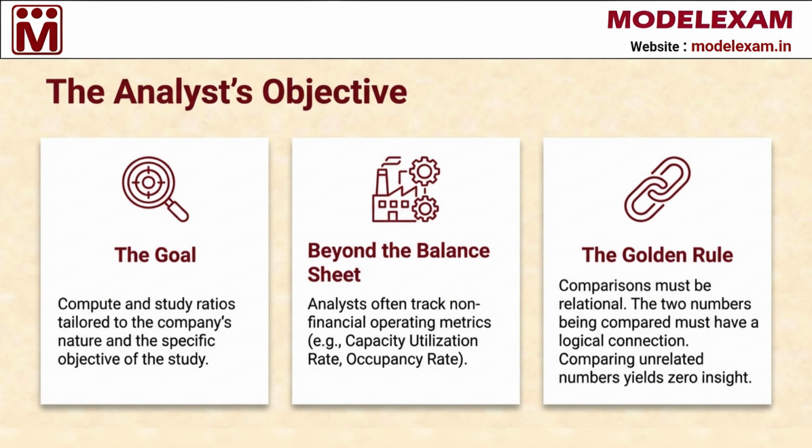Before we jump into the formulas, we need to understand the analyst's objective. Your goal is not just to calculate every ratio in the book. Instead, you should pick the ratios that match the specific nature of the company and your study objective. Also, you must look beyond the balance sheet. Often, the real story is in non-financial metrics like capacity utilization or occupancy rates.